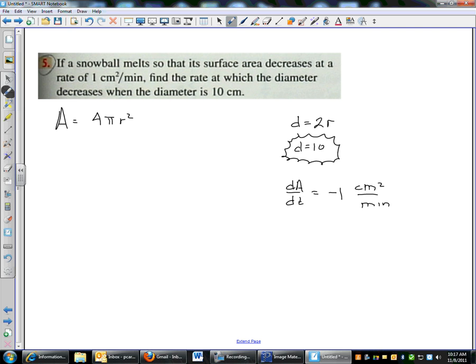That's everything, isn't it? What are we looking for? What's the unknown? dd. We're looking for the rate at which the diameter is decreasing. So let's find the rate at which the diameter decreases. We are looking for dd/dt. So what do you think we're going to do here?